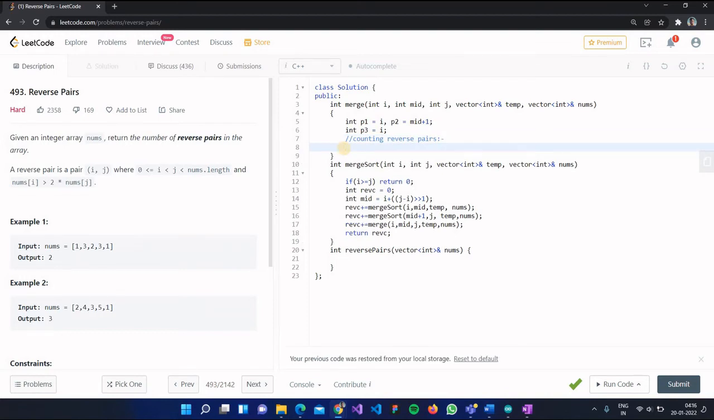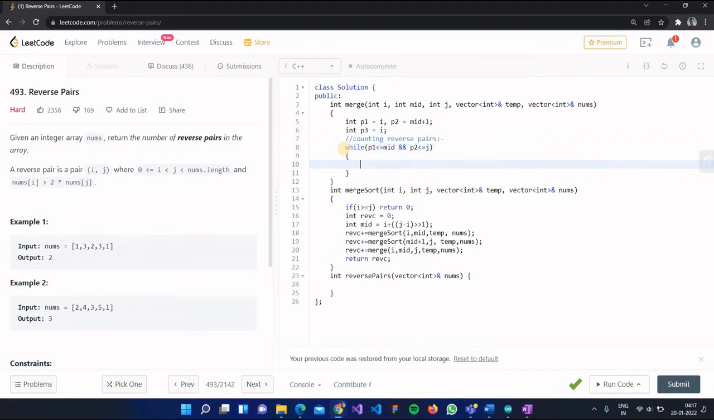So we start writing the code for counting the reverse pairs, and what we do is we're basically going to be running a loop from p1 to mid, that is from i to mid in the first section, and at the same time we'll also be checking for the second pointer, that is from mid plus 1 to high, that is j. Now we're simply going to be checking for the reverse pairs. So if nums of p1 is greater than 2 into nums of p2.